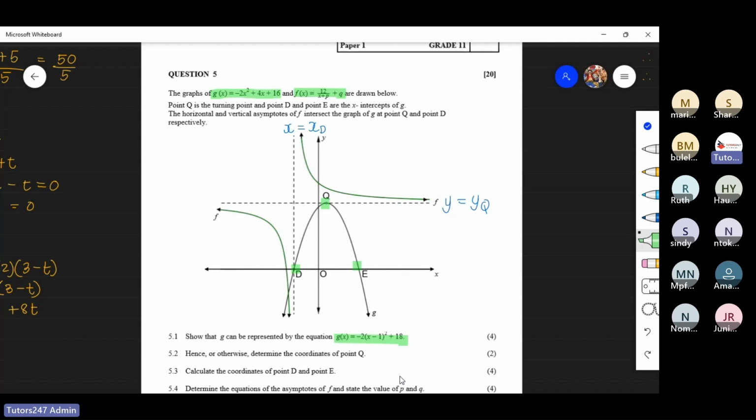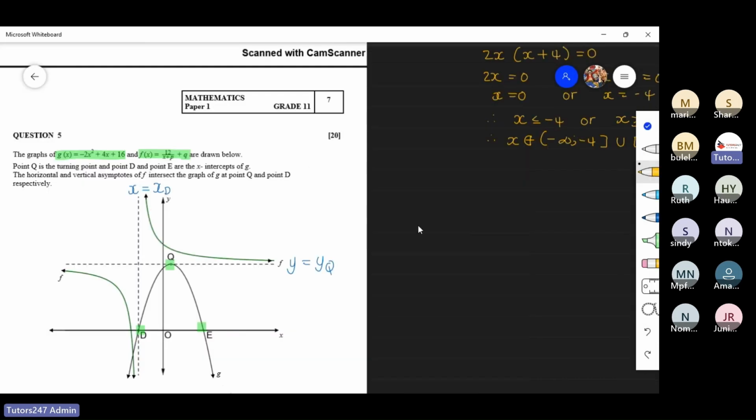Now, I previously mentioned, I believe in the first question that we dealt with, that in order for you to go from your standard form to your turning point form, all you need to do is complete squares. So that is the approach that we are going to use for this particular question. In order for us to move from our standard form to our turning point form, we are going to complete squares. So this is question 5.1.